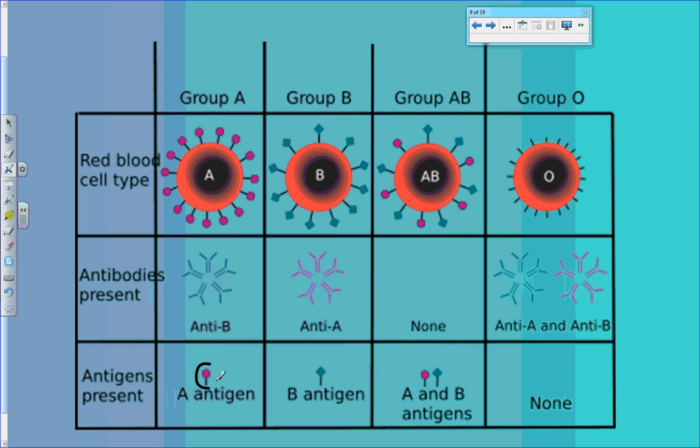AB blood has both A and B antigens. So it's like multiple personalities. It says, hello, I'm type A and B. And then group O has no antigens. It doesn't know who it is.